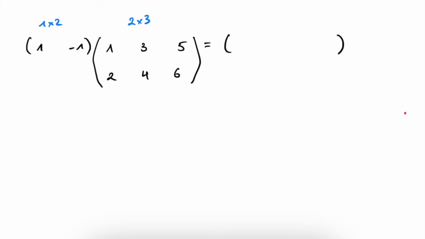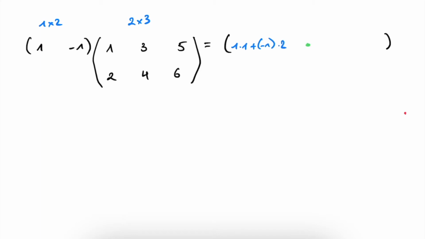So this will basically look like this. Again, for the first element of our resulting matrix, it's on the first row, the only row, and the first column. So we'll be looking at the first row and the first column. In the same fashion, we multiply these two numbers and add the multiplication of these two numbers. What we get is the following: 1 times 1 plus minus 1 times 2.